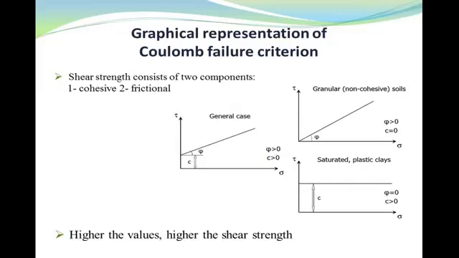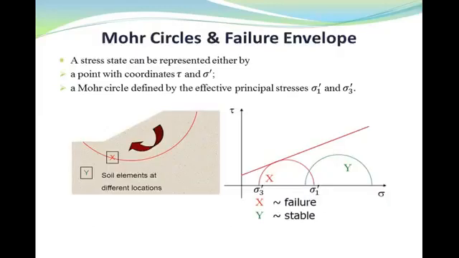It should be noted that the relationship between tau and sigma can be nonlinear for some soil types. And finally, you should note that the higher the values of c and phi, the higher the shear strength of a soil. Okay, more circles.